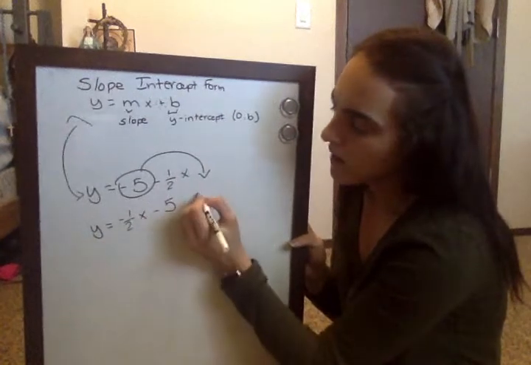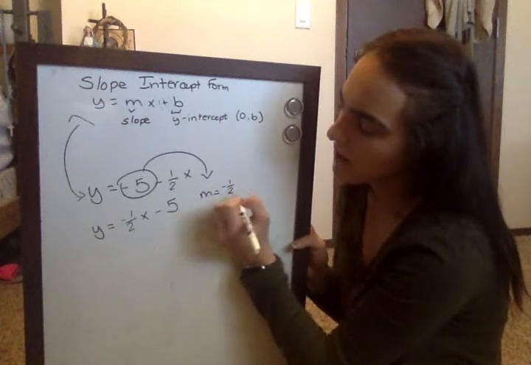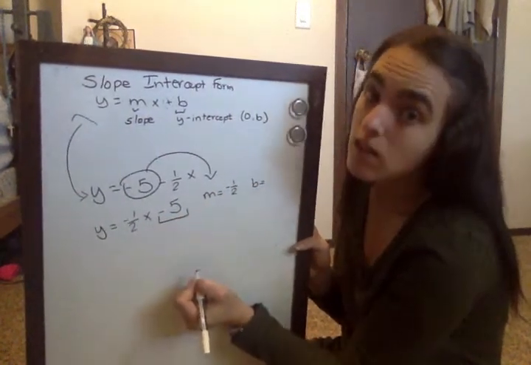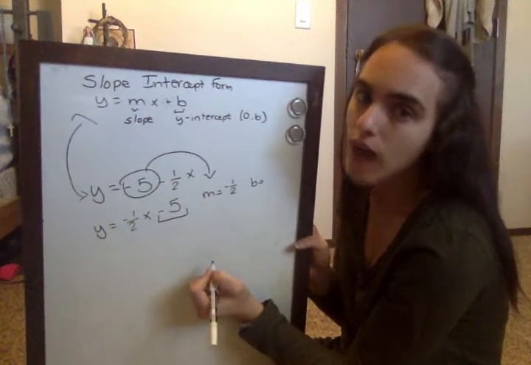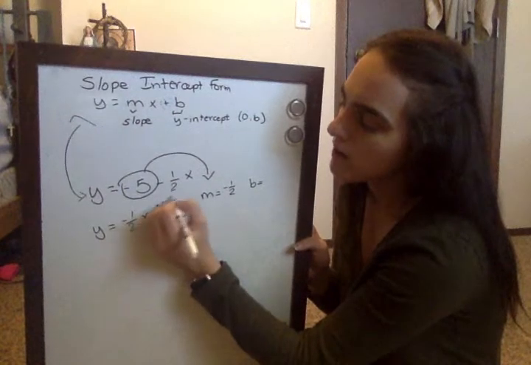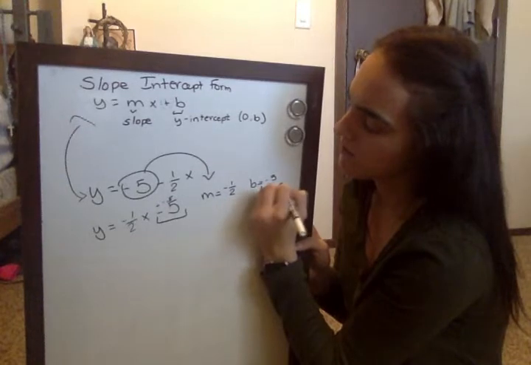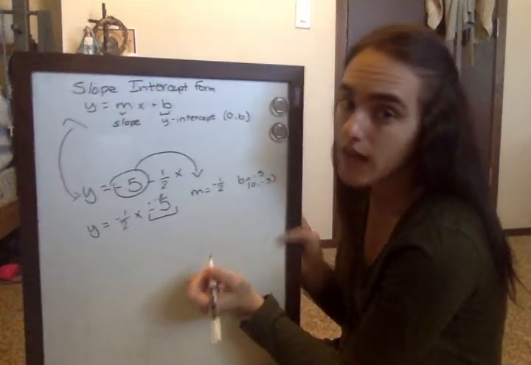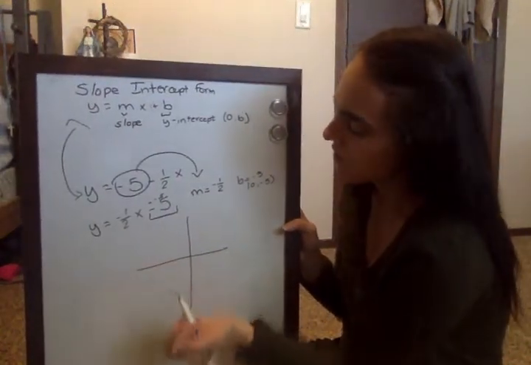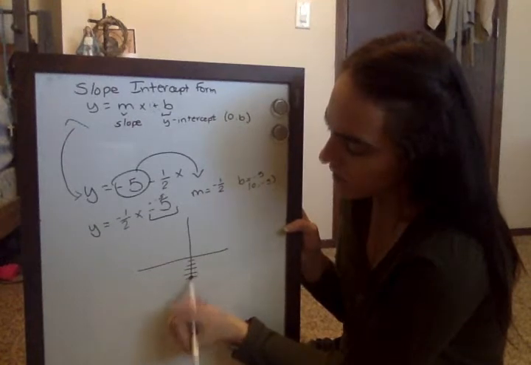So now we can say that our slope, what's the coefficient in front of the x? Negative 1/2. What's my b? I have a minus 5. And remember, our equation reads plus b. So we know that this is plus a negative 5. So my b is negative 5. So my y-intercept, b, is negative 5. And then we can graph from those two pieces of information. We start at negative 5 on y.